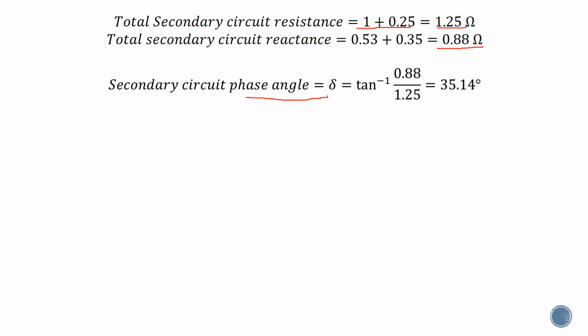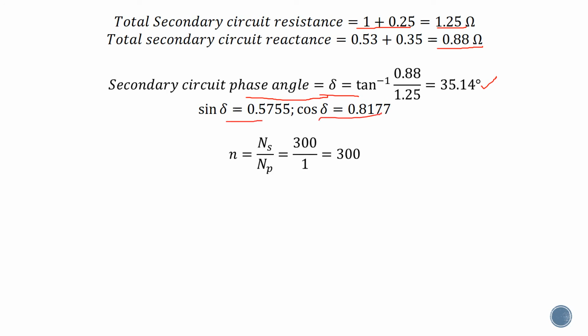As discussed in my previous slide, here the burden connected to the CT secondary is not purely resistive, and therefore the delta cannot be 0. So we have to calculate the delta angle here, which is tan inverse of the total secondary reactance to total secondary circuit resistance. The delta angle comes out to be 35.14 degree. And hence, with the help of delta, we can calculate sin delta and cos delta.